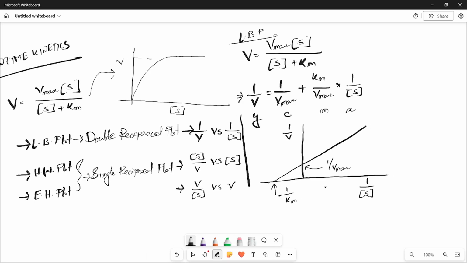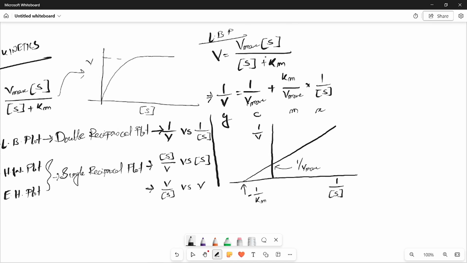Next, the Hanes-Woolf plot. Again, we need to keep the fraction as S by V. For the Hanes-Woolf plot, we need S by V. Simple, keep V on the downside: S plus Km equals Vmax into S by V.